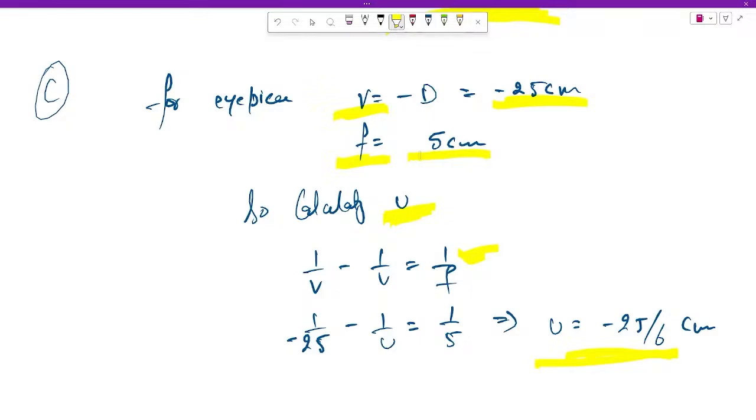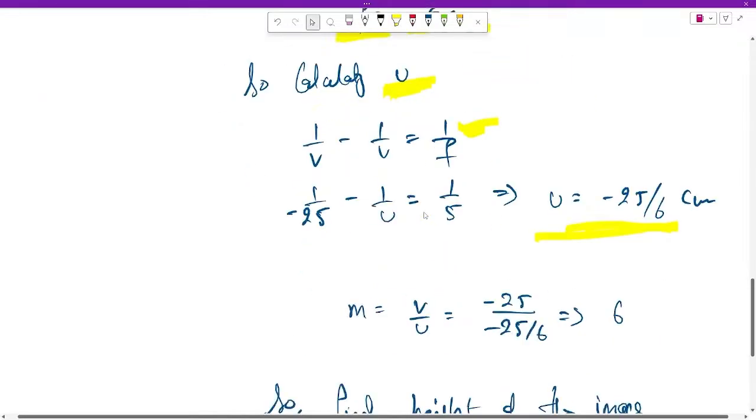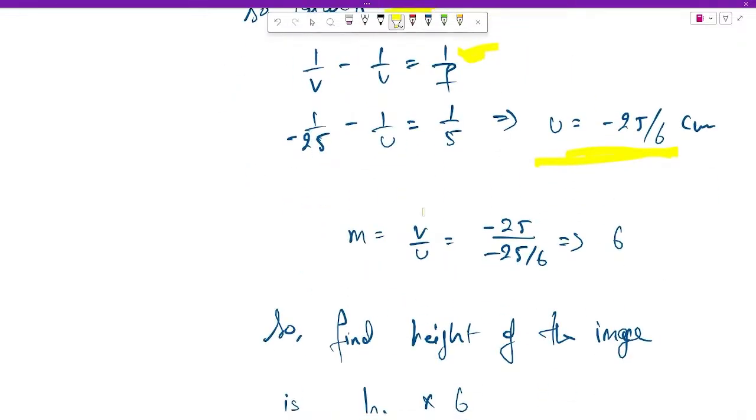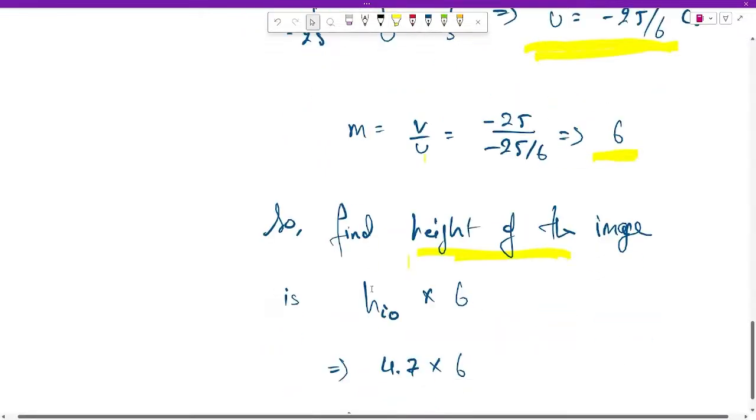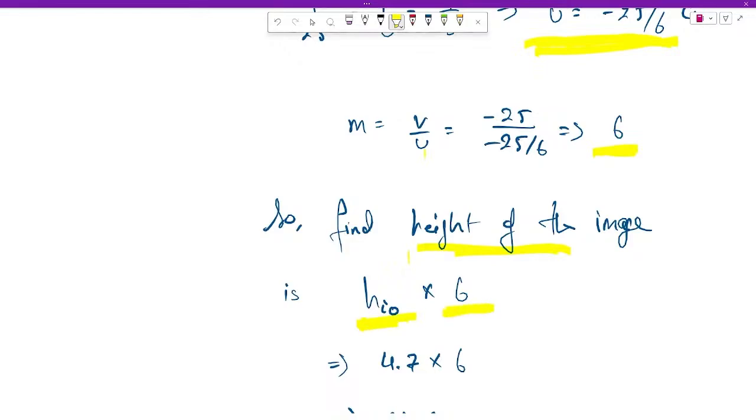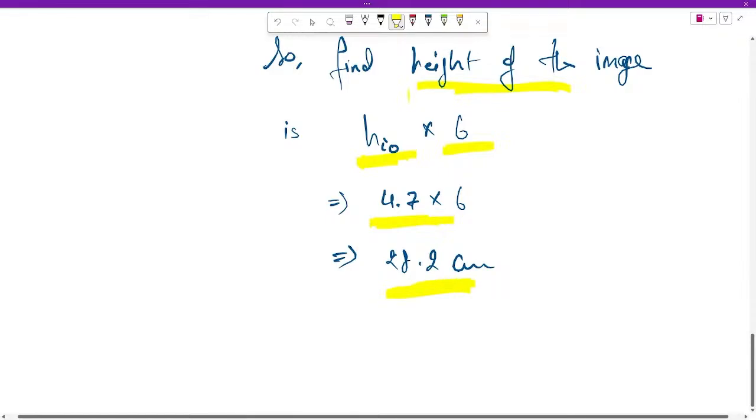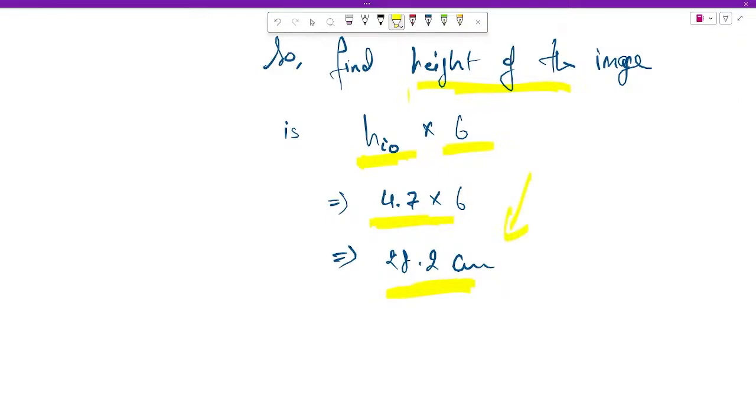Now we have to calculate the height of the final image. The height of the final image can be given by the linear magnification formula, that is V by U, and since we know the value of U now, the magnification is 6. So the height of the image can be calculated as the height of the image formed by the objective multiplied by the magnification of the eyepiece, which gives us 4.7 times 6, that is equal to 28.2 centimeter. Thus the height of the final image produced is 28.2 centimeter.